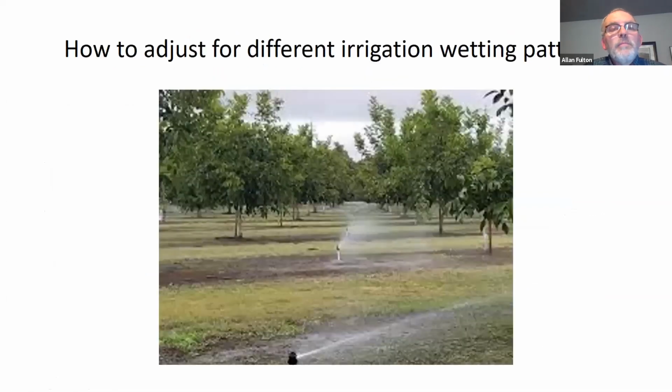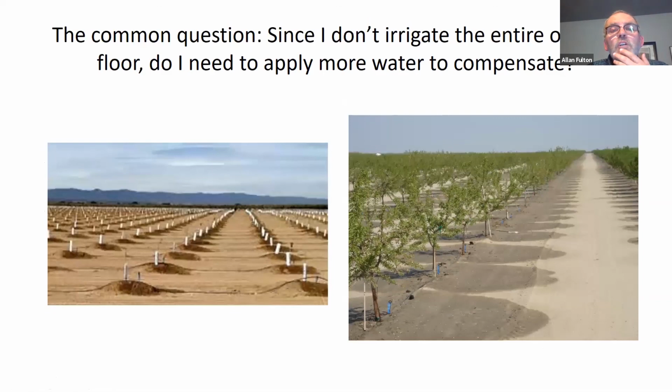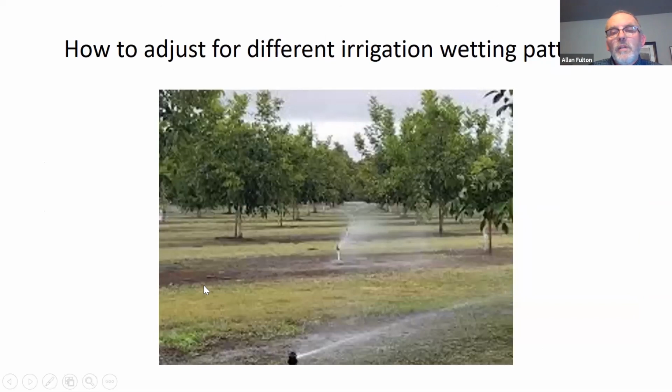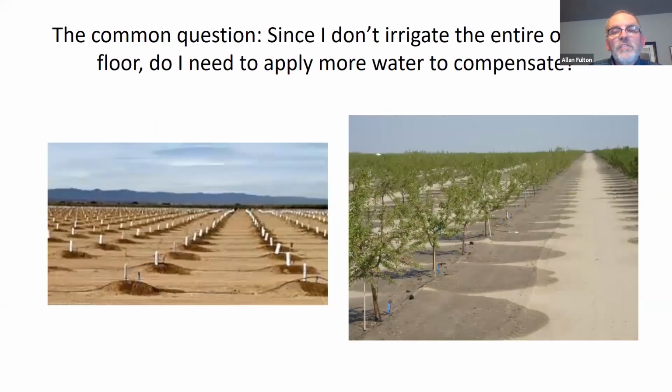Okay, last topic, how to adjust for different irrigation wetting patterns. So the common question that I'll get is, since I don't irrigate the entire orchard floor, do I need to apply more water to compensate? So here is solid set sprinklers, commonly used in walnut, the Nelson 2000 series. Here you can see different situations in almonds with the micro sprinkler with the cap, micro sprinkler with a partial wetting pattern here.